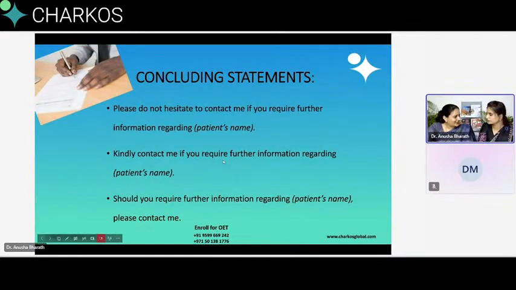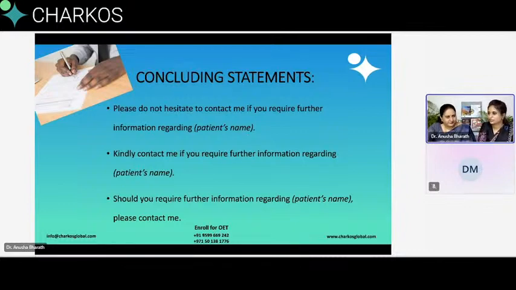How are we concluding our letter? We will be concluding it with just one statement, whether it is a referral, transfer, continuity of care, or an update letter. You can make a note of this. You can conclude it with, please do not hesitate to contact me if you require further information regarding, and in the bracket we have written patient's name, so please make sure to insert the patient's name.